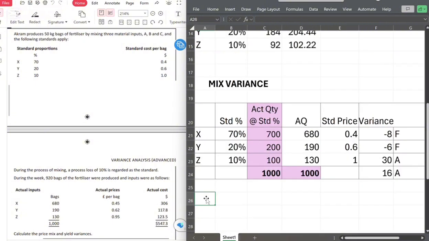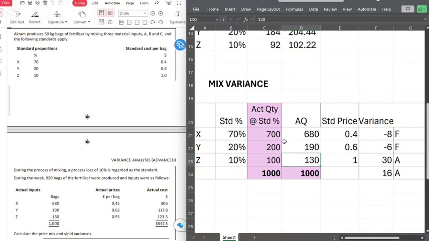So the question is, why do we have adverse variance? So what we'll say is Akram must have used more expensive material Z than it was meant to use. Because we can see that it was meant to use 100 if we had stuck to our standard proportion. However, we have used 130. And so that extra cost definitely outweighed the savings from the cheaper materials that we actually underused.